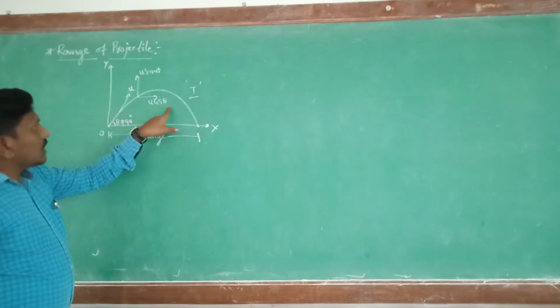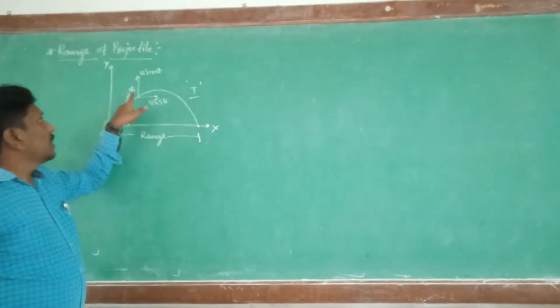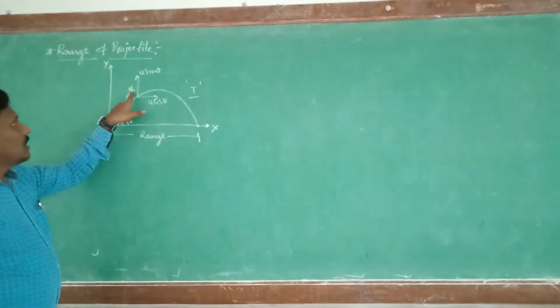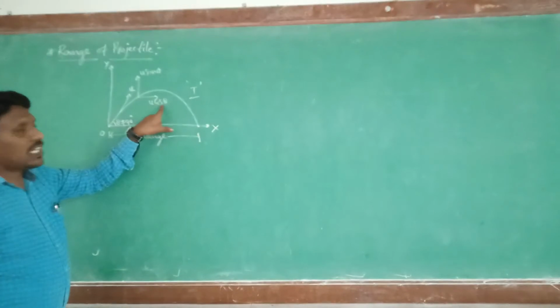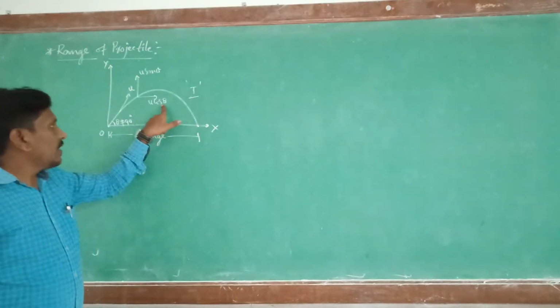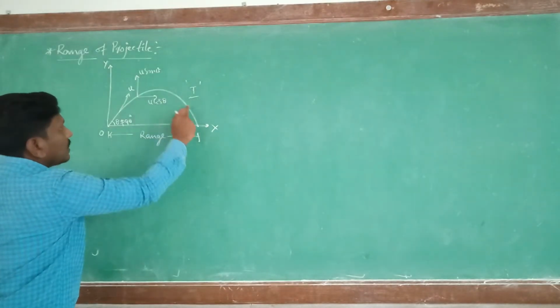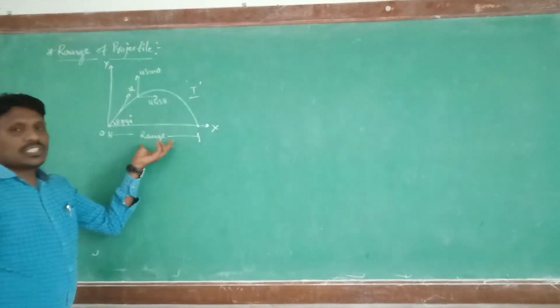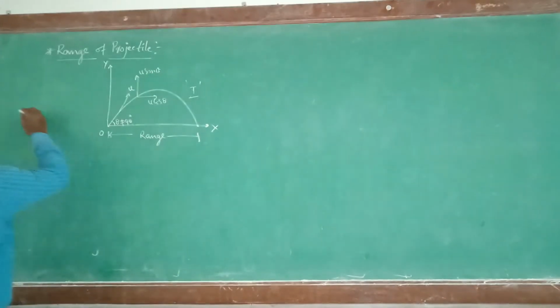This u cos theta is nothing but the component of velocity. u is the initial velocity, and it divides into 2 components. That is u cos theta, which is nothing but the horizontal component. So this horizontal velocity multiplied by the time of flight is known as range.